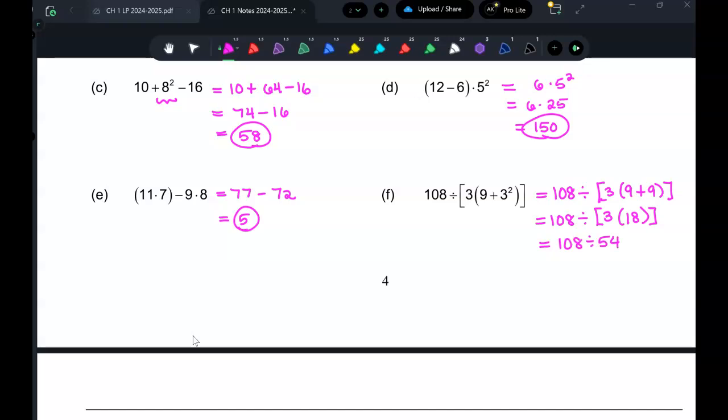54. Okay, now we don't have to necessarily know 108 divided by 54 by hand. You can put that into a calculator. It is 2. Okay, questions on order of operations.